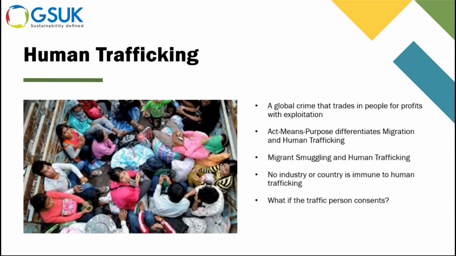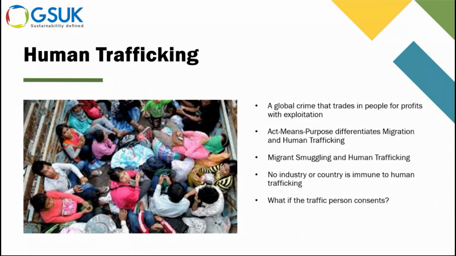So let's come to one of the forms of modern slavery, as we discuss, human trafficking. Human trafficking is a global crime that trades in people for profits with exploitation. So the sole purpose of human trafficking is just exploitation. If it is with a purpose of giving employment, seeing that the lifestyle or the quality of life changes, and it is within the domain of the prescribed legal requirements or regulations, then it becomes migration. So there is only a thin line which divides migration and human trafficking.